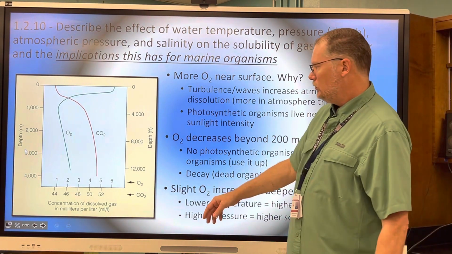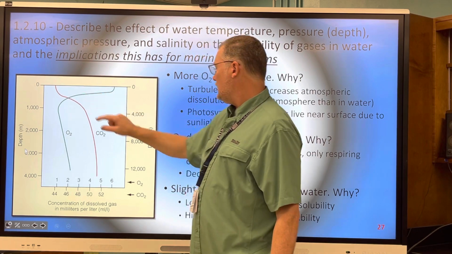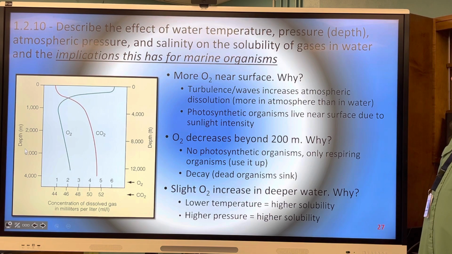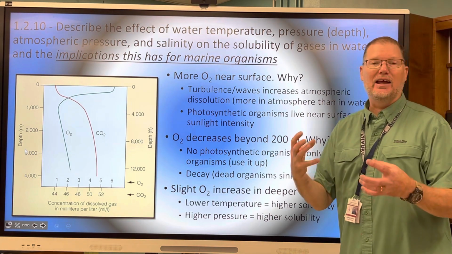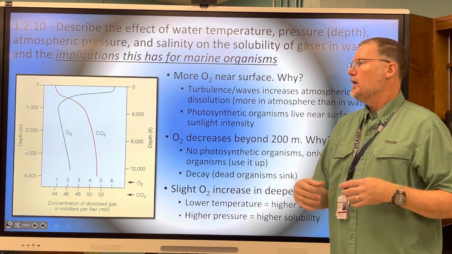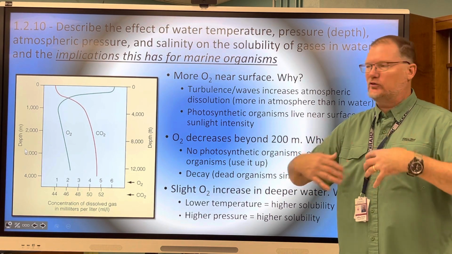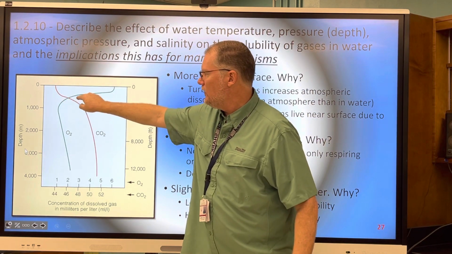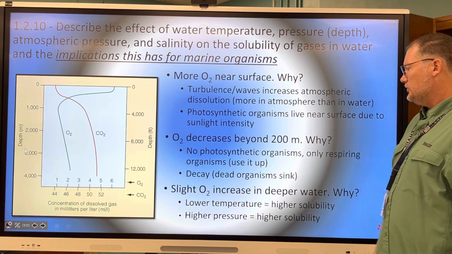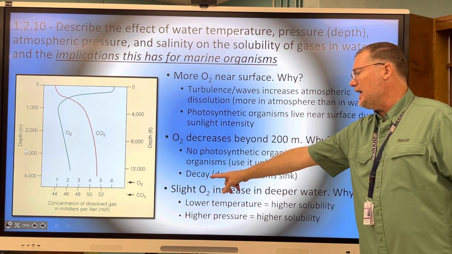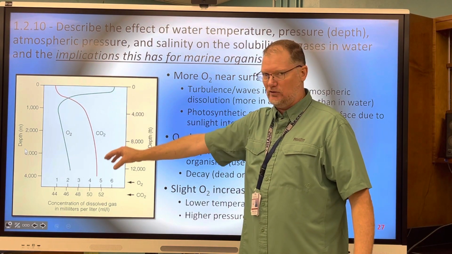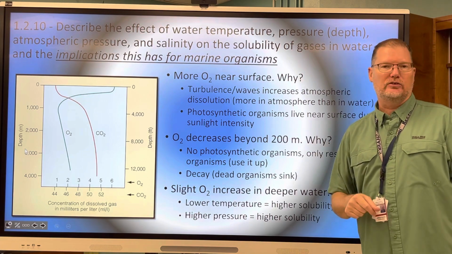Why? Of course, the answer to that question was no photosynthetic organisms. I just said that, right? There are only respiring organisms like fish and jellyfish and things like that, so they're using up the oxygen. The organisms that live in this entire area are using it up. That's why it decreases. And of course, decay, the process of decay, animals that die at the surface and slowly sink to the bottom, that also uses up oxygen.